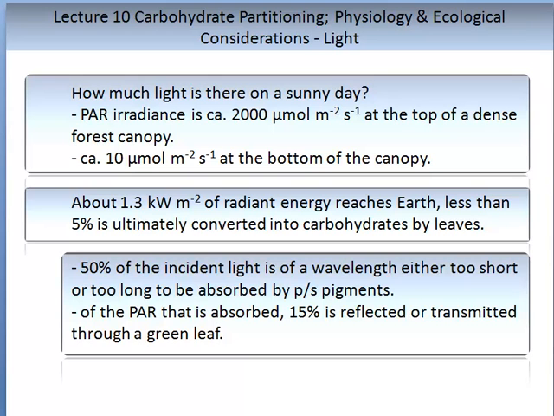About 1.3 kilowatts per meter squared of radiant energy reaches the Earth. Less than 5% of this is ultimately converted into carbohydrates by leaves. So 50% of the incident light is of a wavelength either too short or too long to be absorbed by the photosynthetic pigments. Of the photosynthetically active radiation that is absorbed, about 15% is reflected or transmitted through a green leaf. That means it either bounces off the leaf, is absorbed in the middle of the leaf, or travels all the way through the leaf without being used.